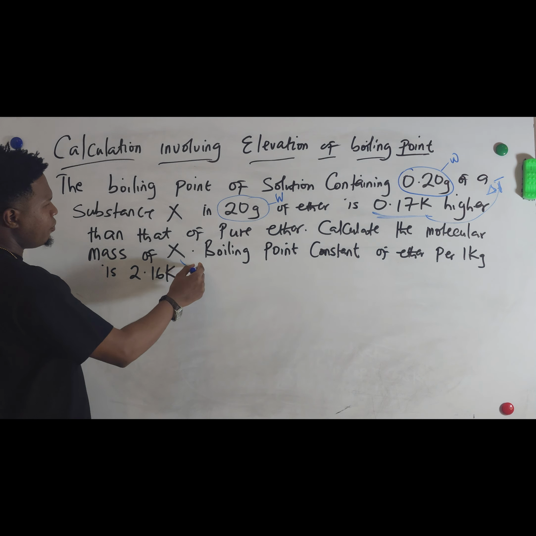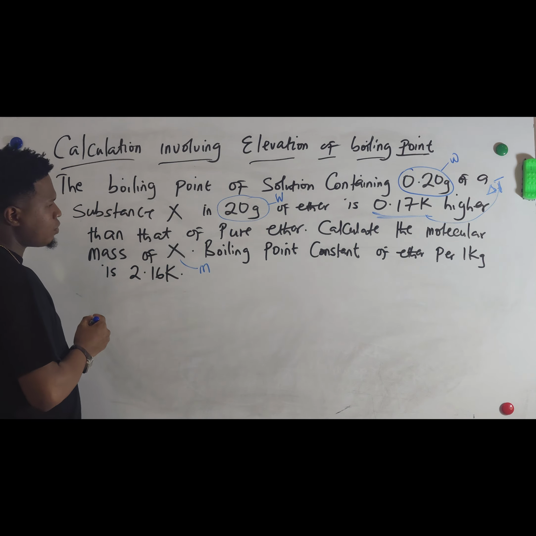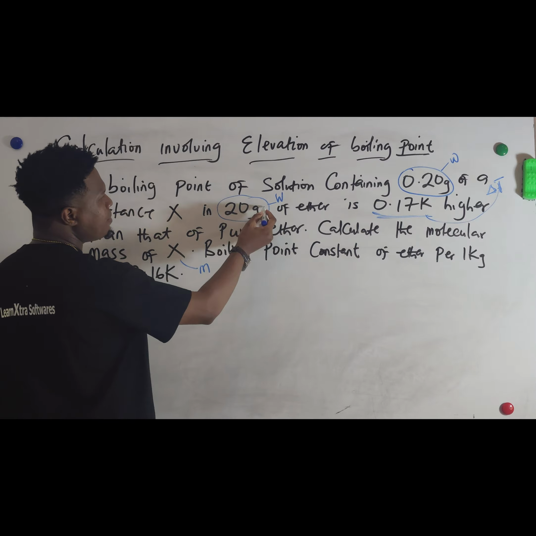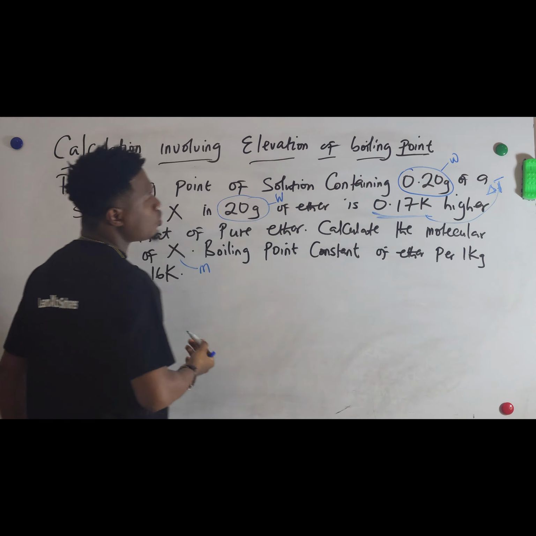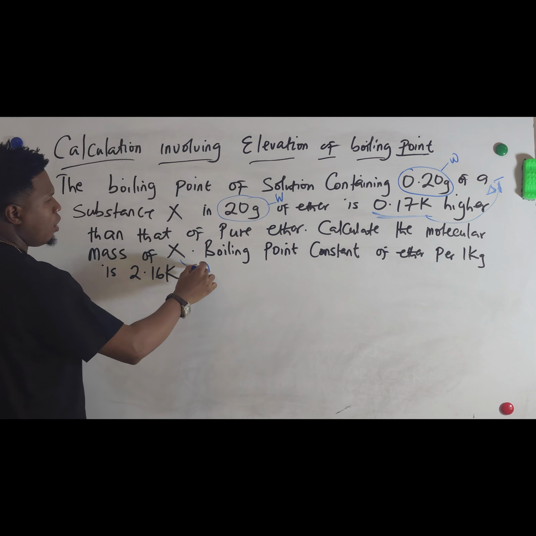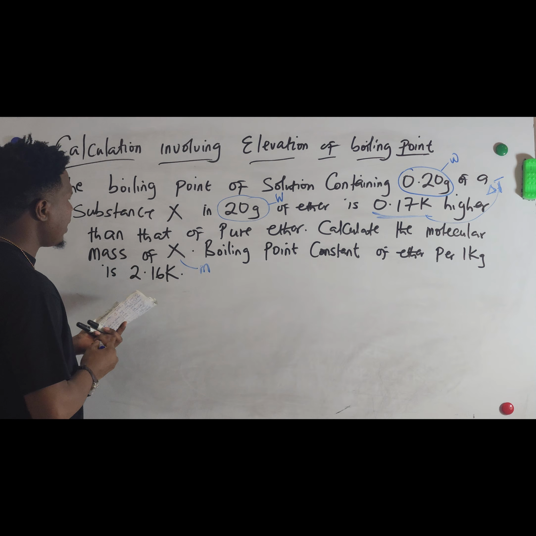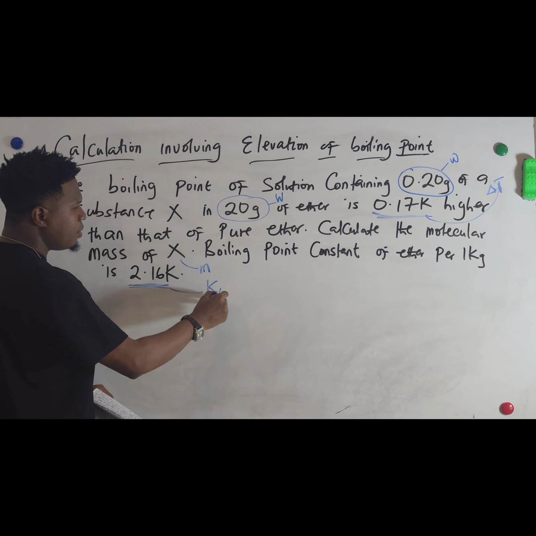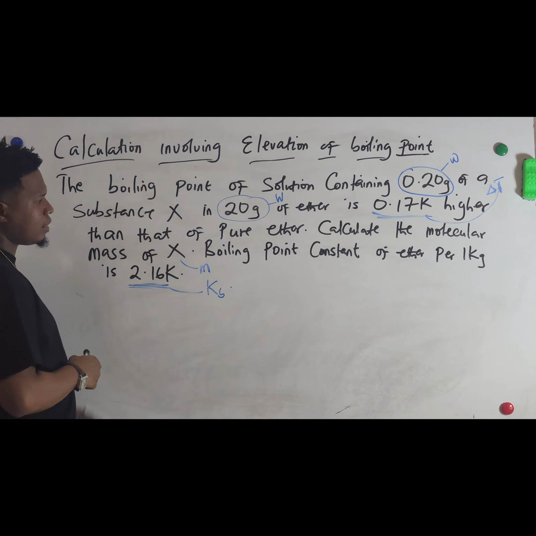So we are looking for the molecular mass of the solute, which is small m, right? Which is small m. So take note. From the parameters we have here, capital W is the mass of the solvent, small w is the mass of the solute, while small m is the molar mass of the what? Of the solute. So now, quickly, the last part, they gave us 2.16. This value is the Kb, the ebullioscopic, or the elevation of boiling point constant, Kb.